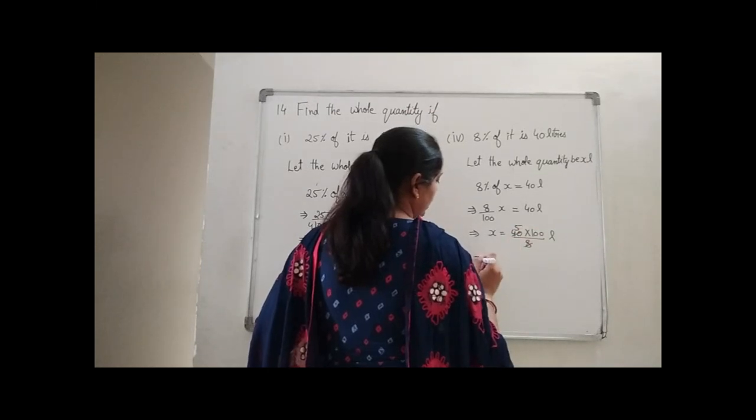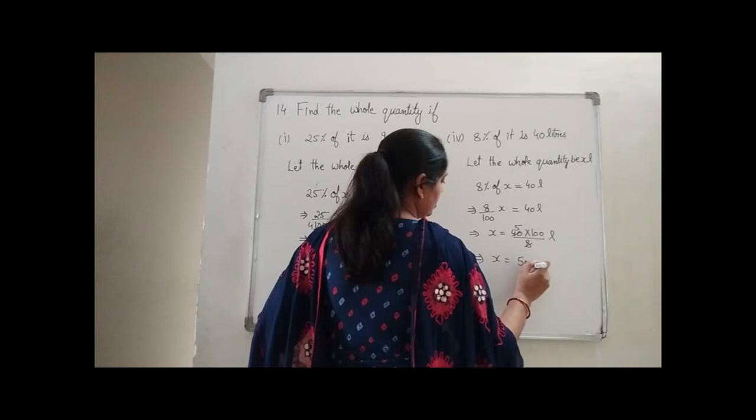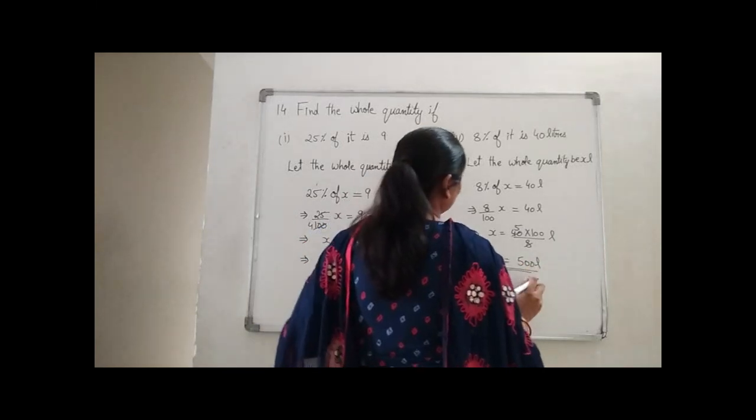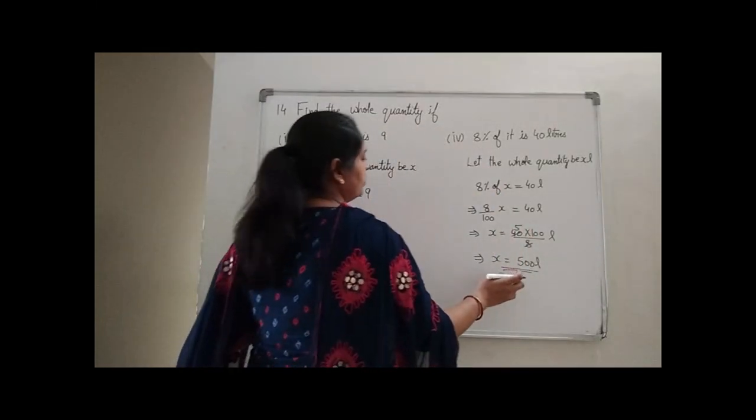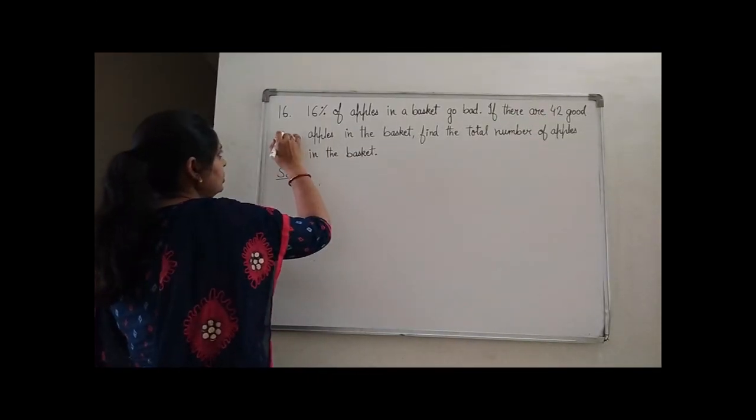So we have x equal to 5 into 100, that is 500. So 500 liters is the whole quantity, and 8% of 500 is how much? 40 liters. Okay.